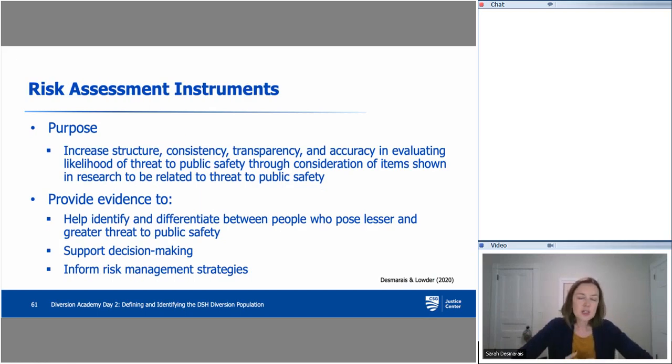So here are the risk assessment instruments, as I alluded to. They're one strategy to ensure that you're getting through that defensible decision-making process. They can increase structure, consistency, transparency, and also accuracy in evaluating this idea of unreasonable threat to public safety. They can provide evidence that helps you as you're faced with decisions about who is at greater or lesser risk, and therefore greater or lesser eligibility. They can support your decisions and also inform risk management. Next slide, please.